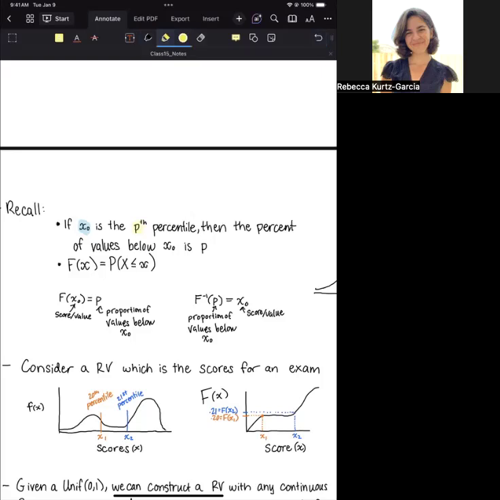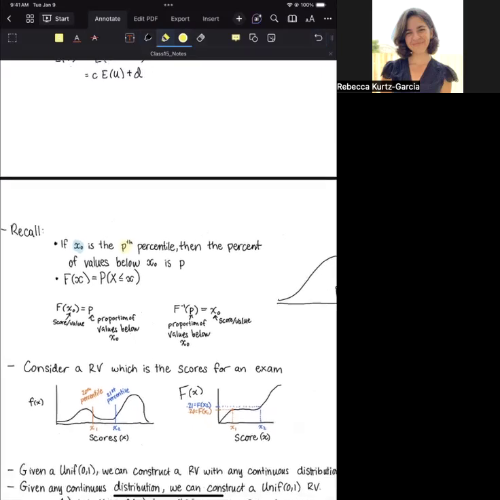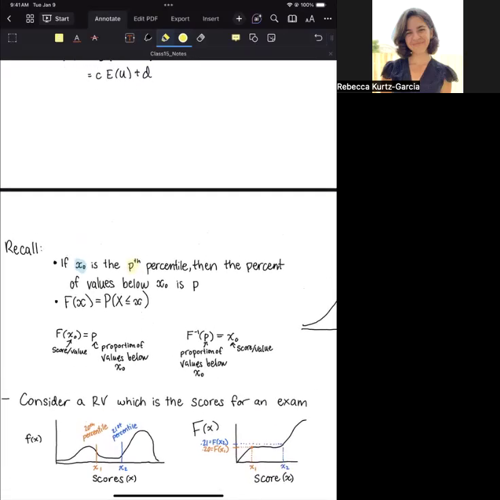Now, percentiles have a direct relationship with the CDF function. So if you're thinking proportion or percent of values that are below some threshold, that is our CDF function, how we define it, because the CDF is the probability that our random variable is less than or equal to some particular value.